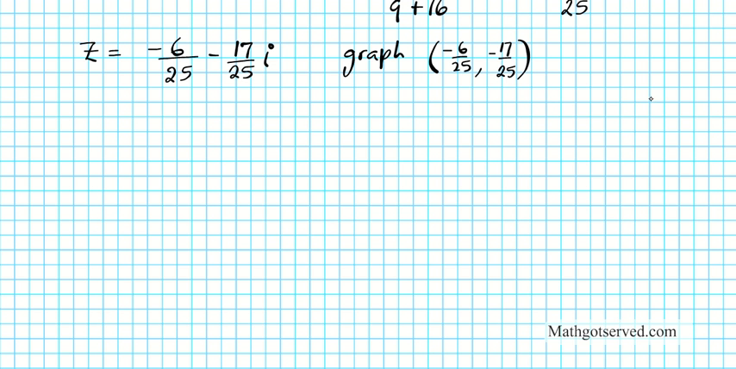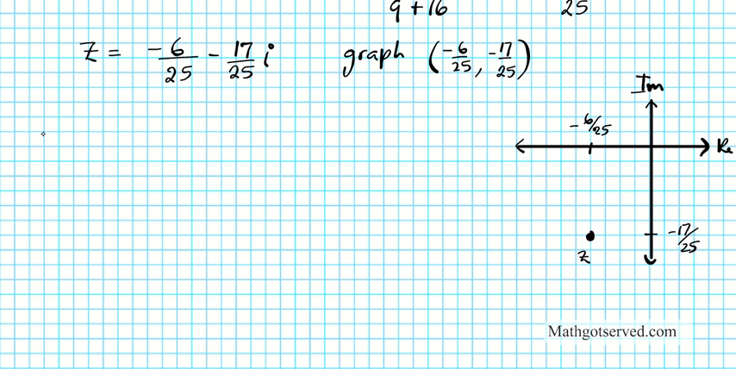It's going to be in the third quadrant. It's just a sketch, so let's just graph this. So we're going to have, let's just call this negative 6 over 25, and that negative 17 over 25. This is the imaginary part, and this is the real part. And then the point is going to be somewhere here. Okay? Yeah, that's z right there. Okay? So we have the simplified expression.